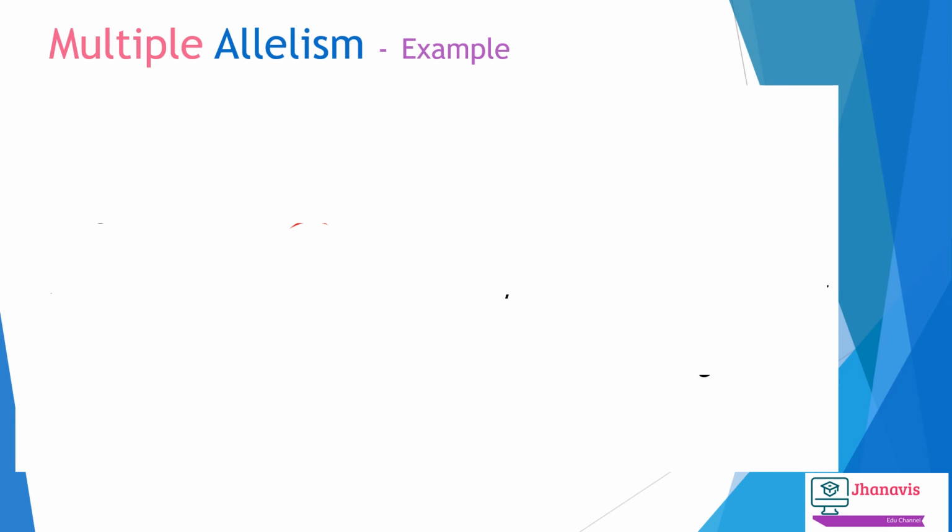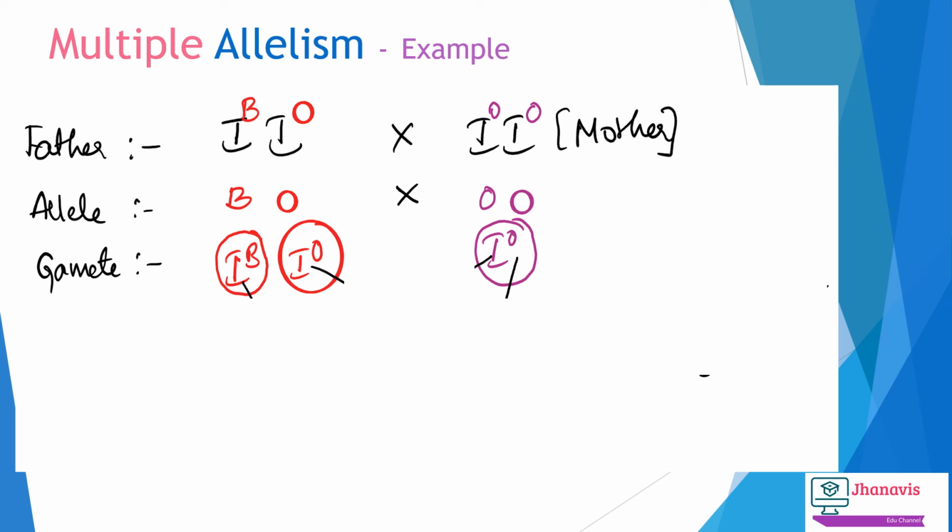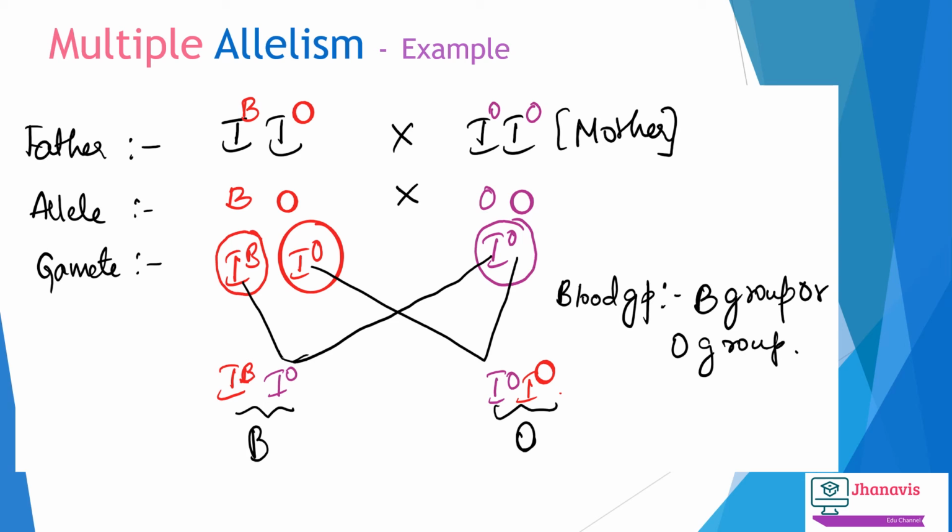Multiple allelism with another example. Here we can see a father with a heterozygous B blood group and a mother with a homozygous O blood group. When both are crossed, the gametes which are produced are IB and IO for the father, and IO for the mother. So the offspring which are produced will be heterozygous IB, IO and homozygous IO, IO. So the blood group of the offspring will be either B blood group or O blood group.